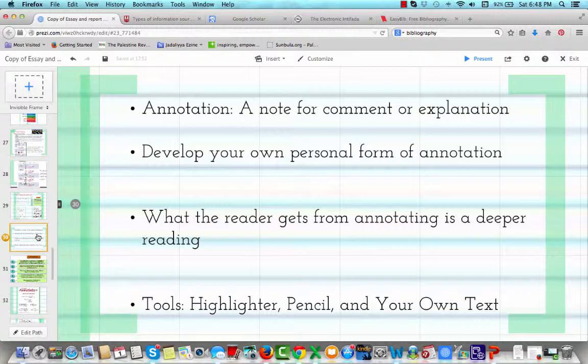You can use a highlighter, you can use a pencil, or if you're annotating online, you can use your own text. Now, if you are using a highlighter or your own pencil, please do not use it if the book is not your own book or if it's a book from the library, only because it's not okay. It's not your own property. If you must, use the sticky notes or your own notebook, but don't highlight on books that are not your own.